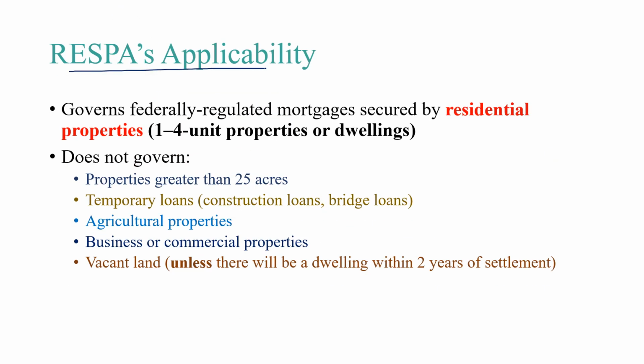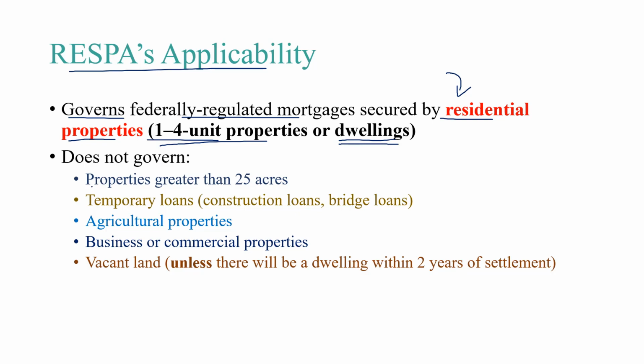Let's talk about RESPA's applicability. RESPA governs federally regulated mortgages secured by residential properties of 1 to 4 units, which are also called dwellings. You want to remember this. So RESPA governs residential properties of 1 to 4 units, which are also called dwellings.